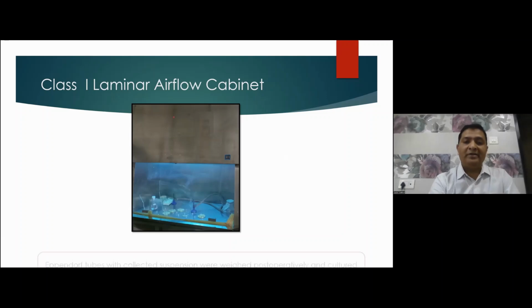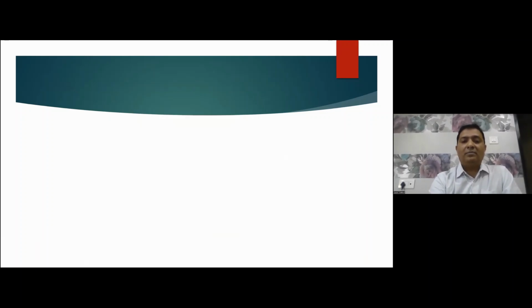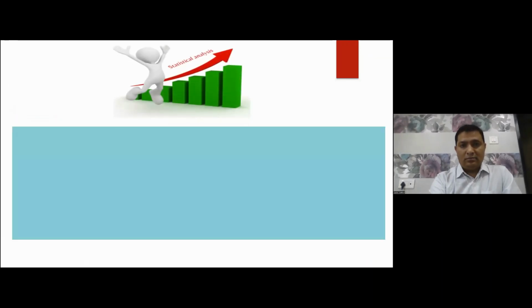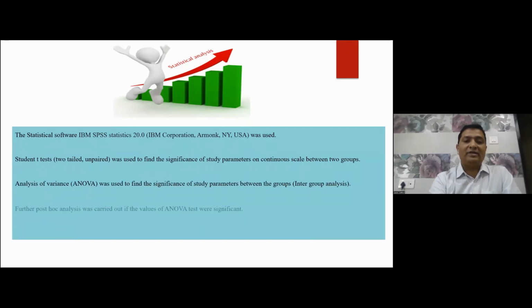Eppendorf tubes collect the debris, irrigating solution and microorganisms. The debris and irrigating solution were weighed, and the weight was obtained, and colony forming units were cultured on BHI agar plates. Data were obtained and subjected to statistical analysis like student t-test and ANOVA test.